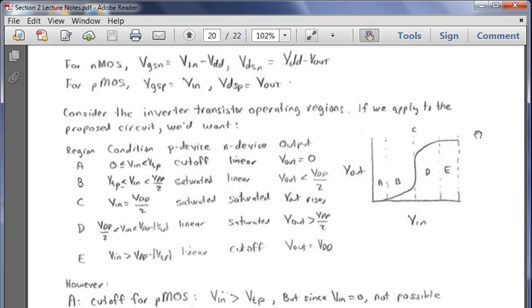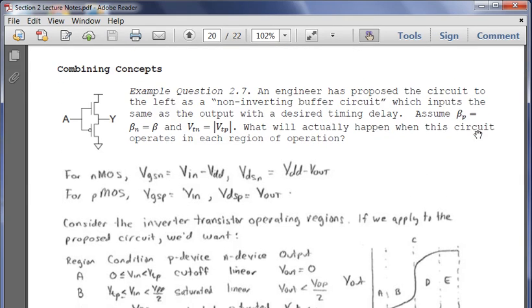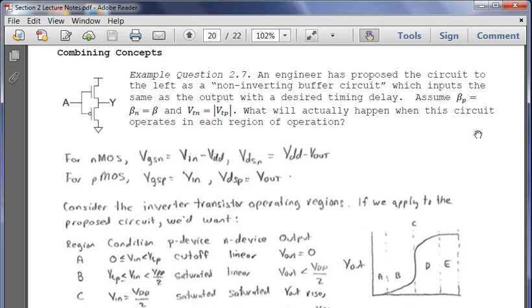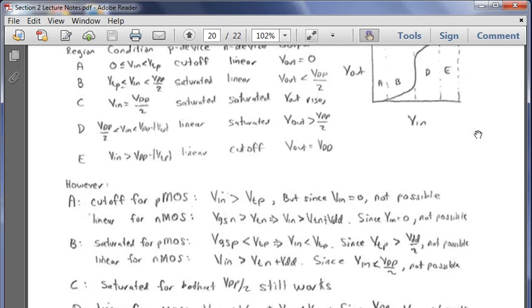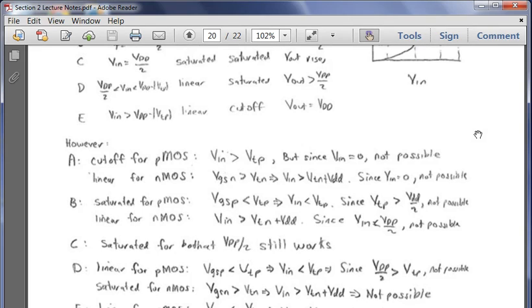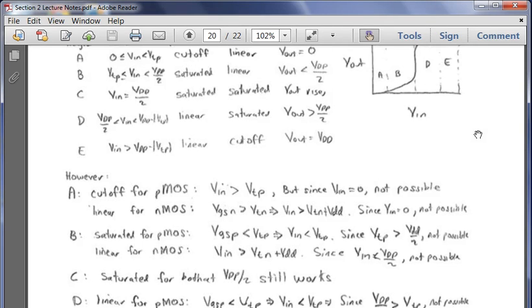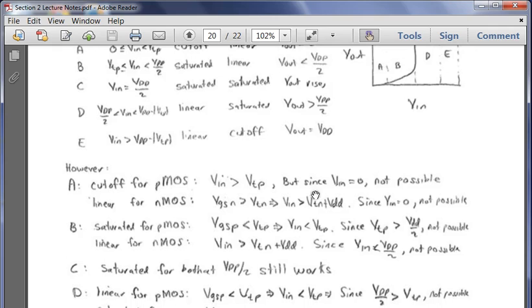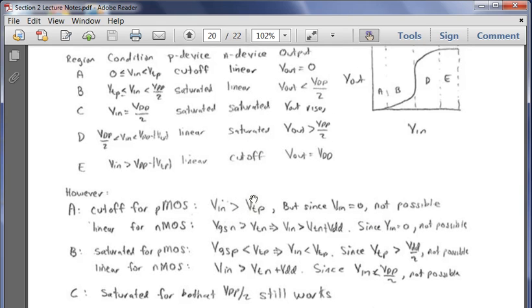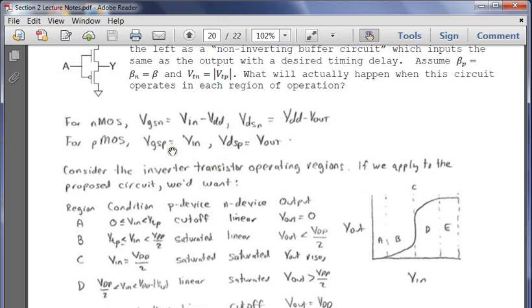But here's the problem, and this is the point of this question and why it's important for you to work through this, is to see what would actually happen in each region if this was actually proposed. So in region A, you're saying that we want cutoff for PMOS and linear for NMOS. We've said that Vn is greater than VTP, but we know about PMOS transistors, since Vn is 0 in the desired range of operation, that's not possible. So we have proven that Vn has to be greater than VTP here.